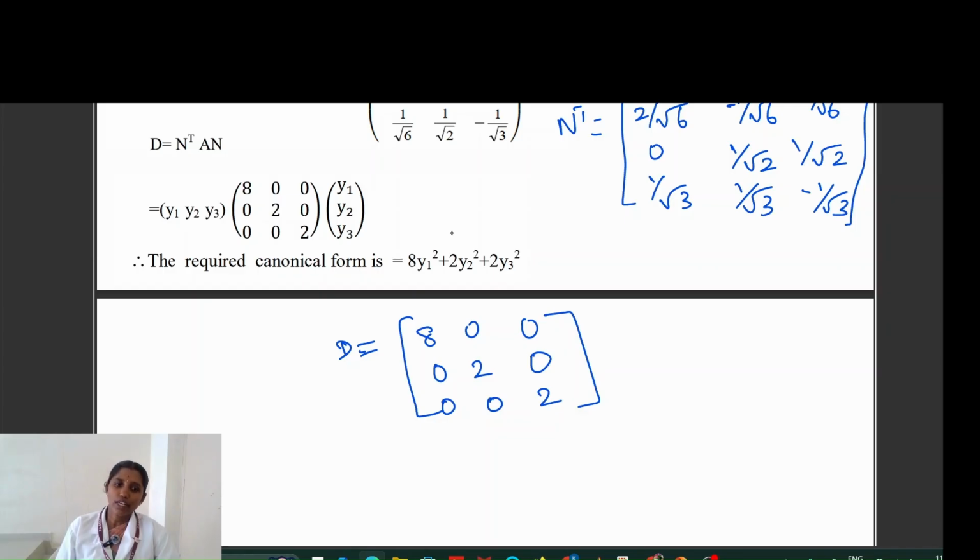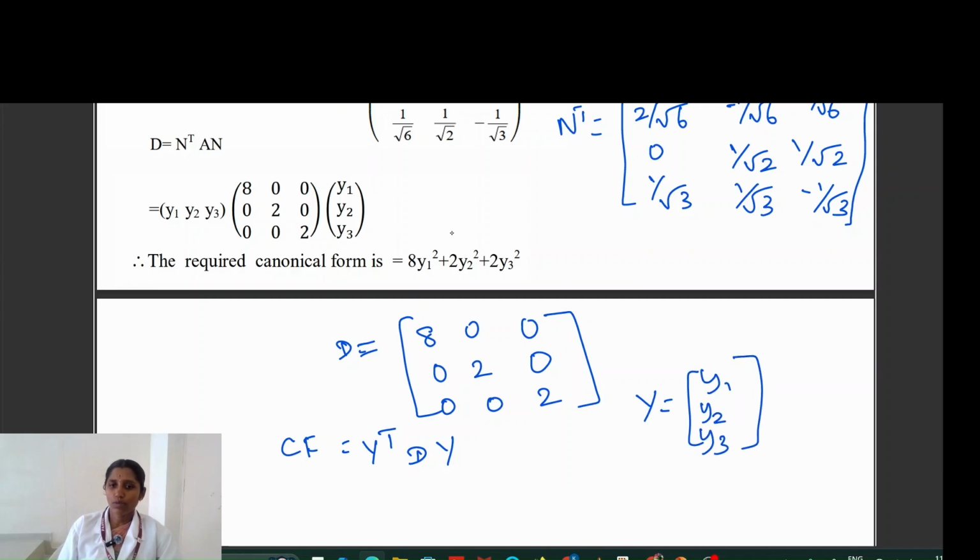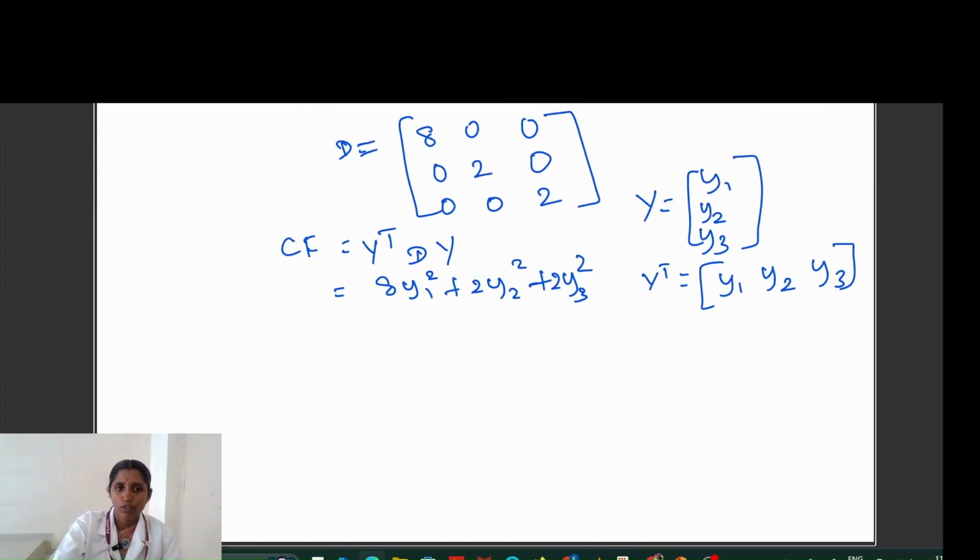Then we have to find the canonical form. CF equal to Y transpose D Y. Here Y equals y1, y2, y3. Y transpose means changing the column into a row, y1, y2, y3. That is y1, y2, y3, diagonal matrix D, Y. While multiplying this, we get 8y1 square plus 2y2 square plus 2y3 square. Then, by using this canonical form, we find the nature of this equation.